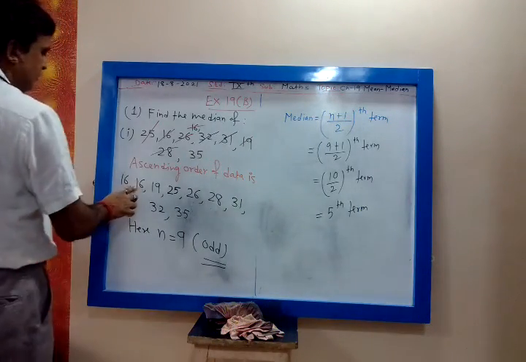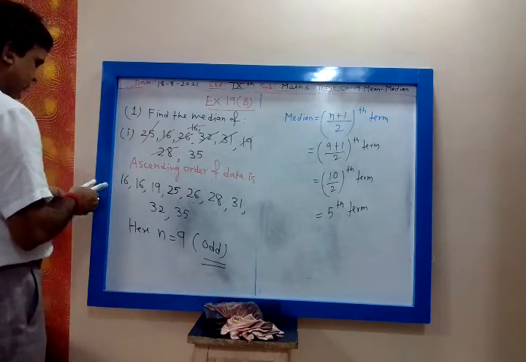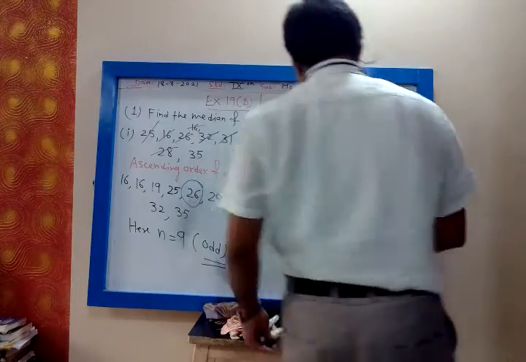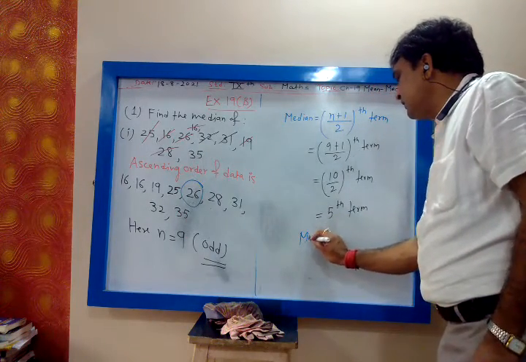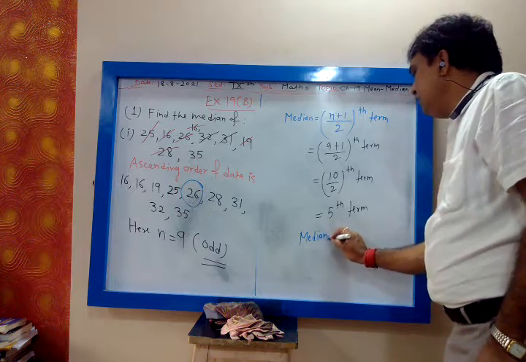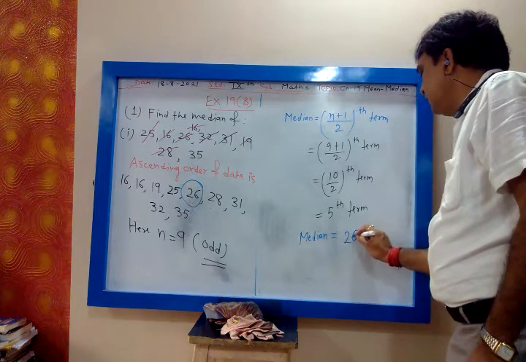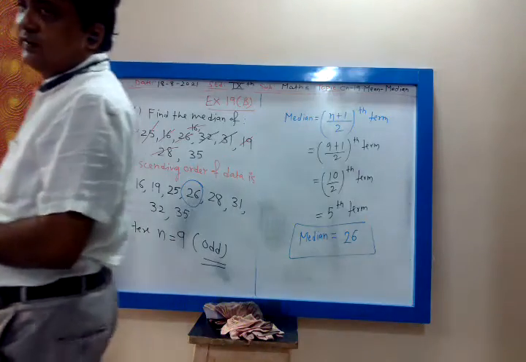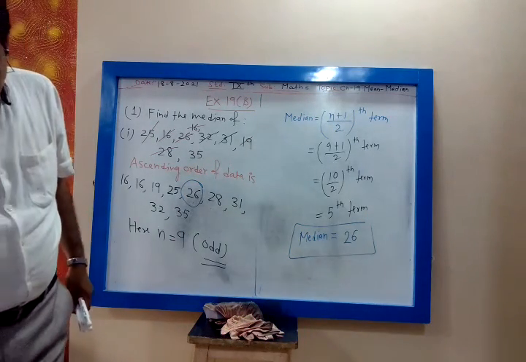So 1, 2, 3, 4, 5. The fifth term of the observation is 26. So my median is 26. Okay.